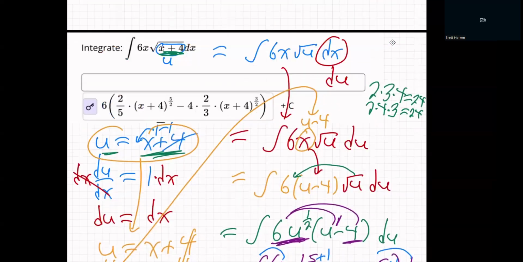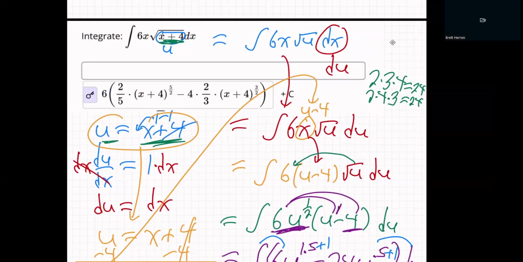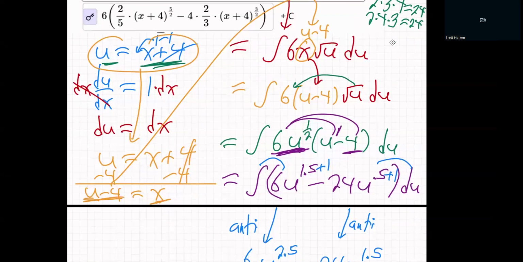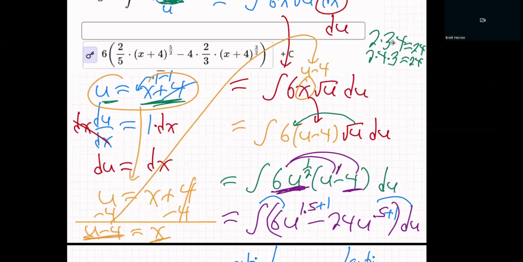So one more time. The name of the game: we always let u be whatever's inside. So that's x plus 4. Then we do the derivative. Then we start replacing stuff. So this becomes square root of u. dx becomes du. We proved it right here. So then we just get this extra x. That's the extra trick. How do you get rid of that x? Well, you go back to your original setup and you just solve for x. x is u minus 4. So replace that x with u minus 4. Then you just got to move this over, distribute like that, and then just do the antiderivative on each part.